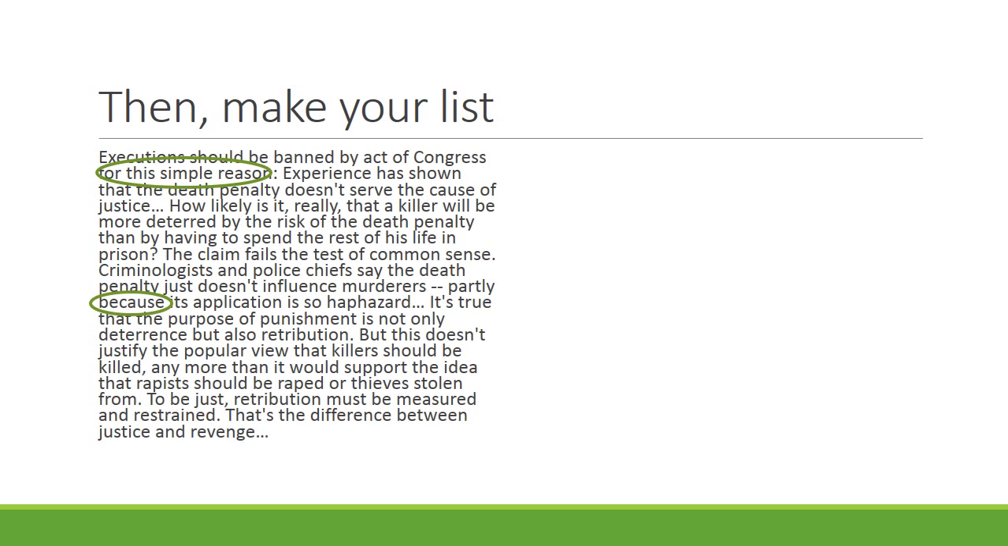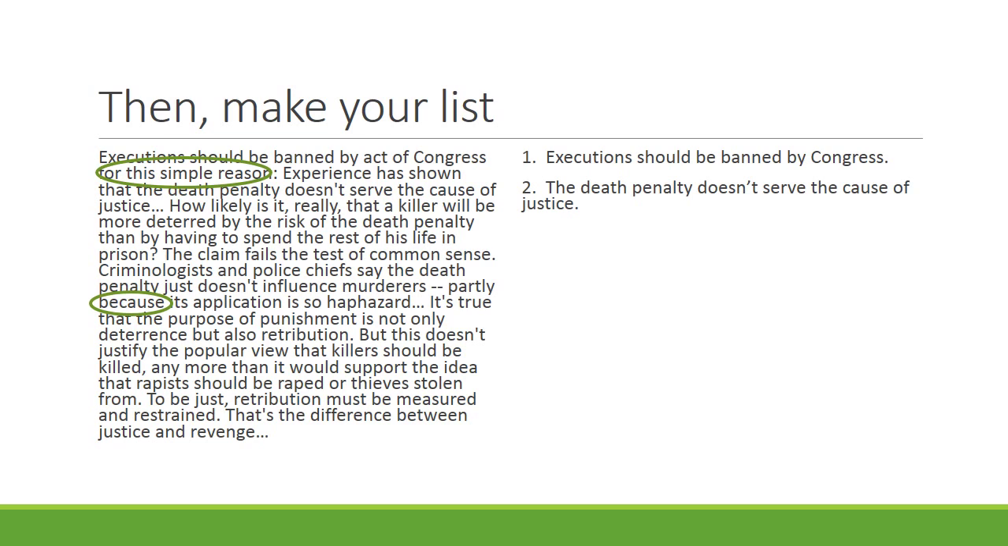Here's our passage with our indicator words circled. And we already know that the conclusion of the overall argument is that first statement: executions should be banned by Congress. Following that is my major premise: the death penalty doesn't serve the cause of justice. What comes next is a rhetorical question. How likely is it, we're asked, that a killer will be more deterred by the risk of the death penalty than by having to spend the rest of his life in prison? This claim fails the test of common sense, we're told.